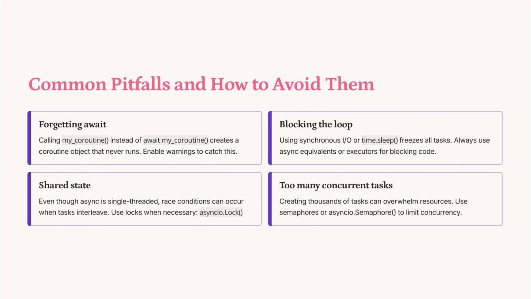Avoid common async pitfalls by ensuring you always use await with coroutines to prevent them from not running. Replace blocking synchronous I/O with async alternatives to keep tasks flowing. Manage shared state with asyncio.Lock to prevent race conditions. Limit task concurrency using asyncio.Semaphore to avoid overwhelming resources.